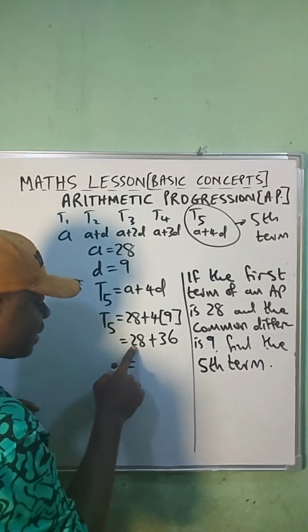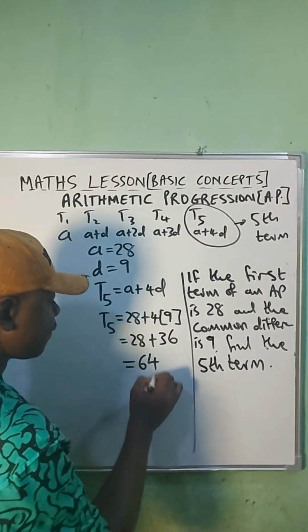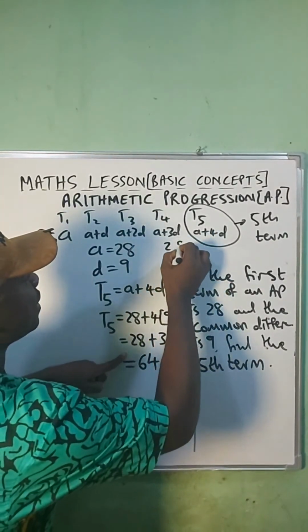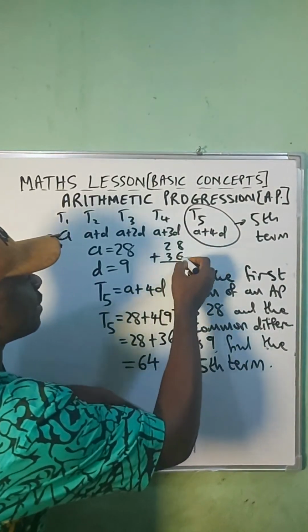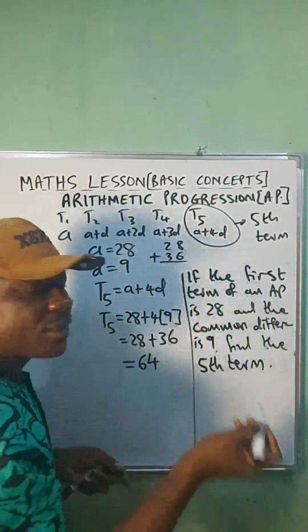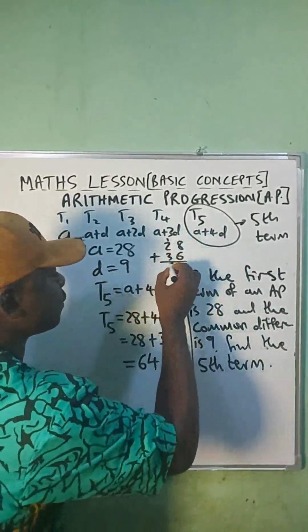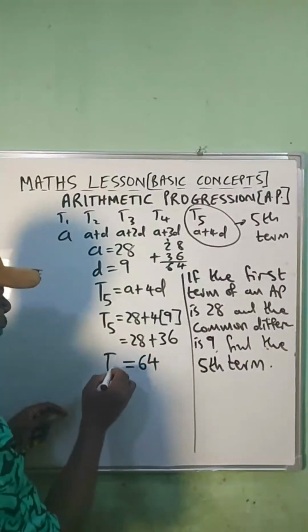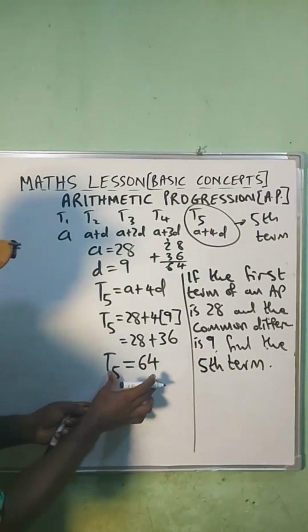Then I'll now take this and add it with this. That will be 64, because 28 plus 36: 6 plus 8 is 14, so write 4 and carry 1. 1 plus 2 is 3, and 3 plus 3 will be 6. This is 64. That shows that the fifth term is 64.